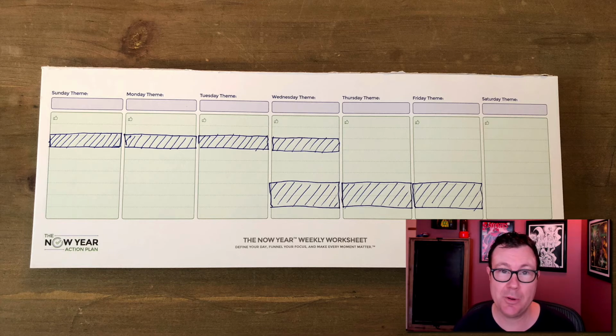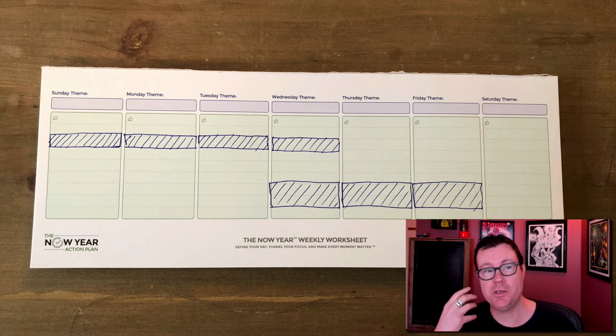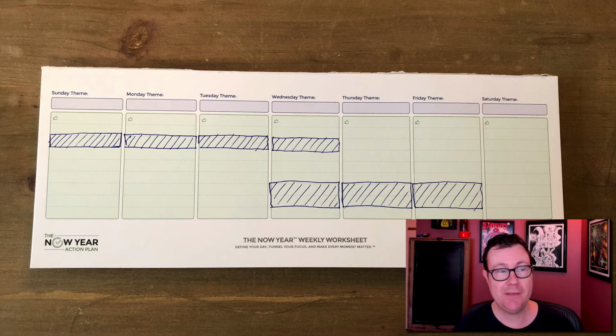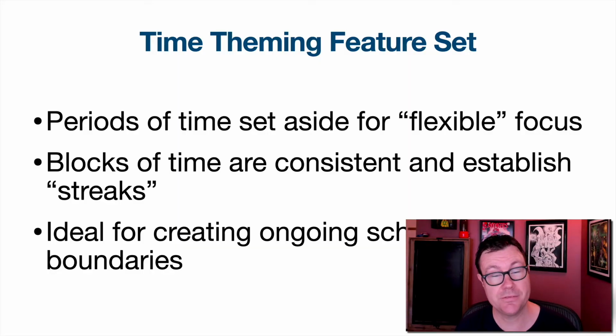But that's the great thing about theming, it covers a much wider swath than, say, time blocking does. You can use it for things like the entire day, or you can use it for an entire month. You can give an overarching focus to something for an entire week, or you could do it for a streak or a period of time horizontally, as you can see here with the example of horizontal theming. So, what is the feature set of time theming? Well, again, it is a period of time, but it's set aside for flexible focus.